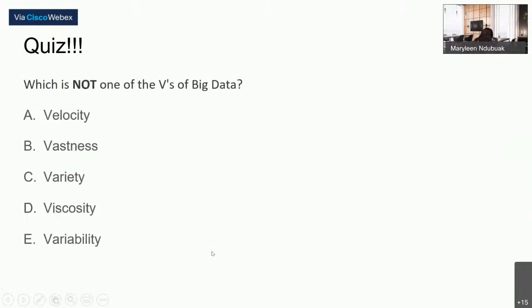Okay, so which is not one of the V's of big data? Velocity, vastness, variety, viscosity, variability.